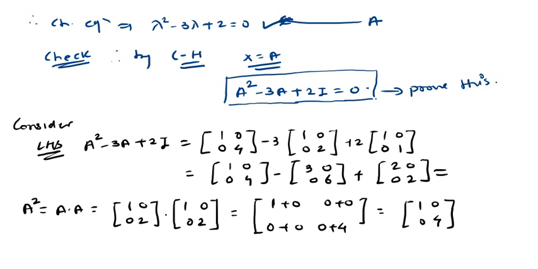Okay, and solving this, see what will happen. After solving, what you will get? This will be 1 minus 3 is minus 2 plus 2 will be equal to 0. Take this addition and subtraction. Okay, this is 0, 0 and 0, which is equal to 0. This will be 0, 0, 0, which is again 0.